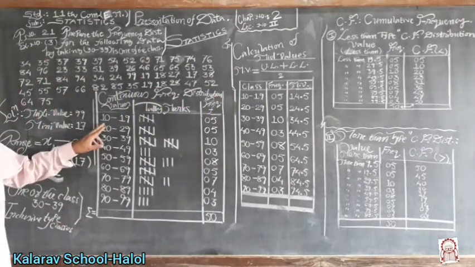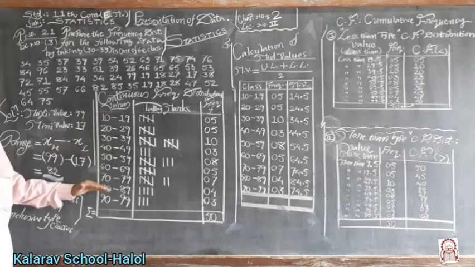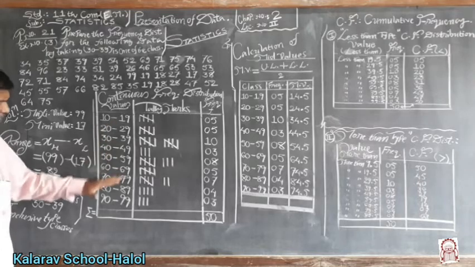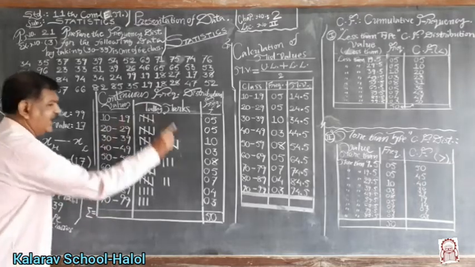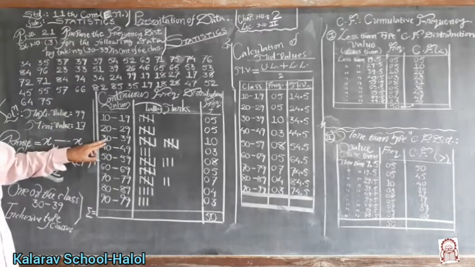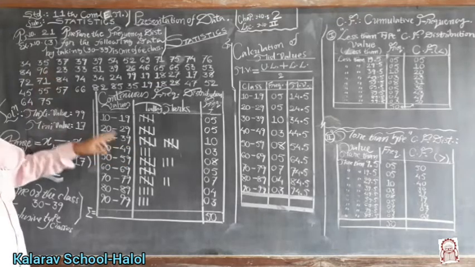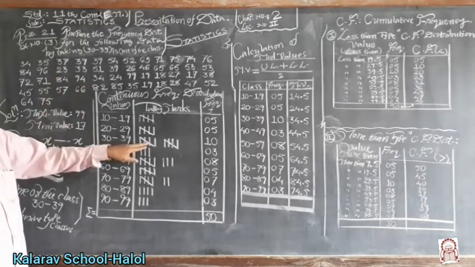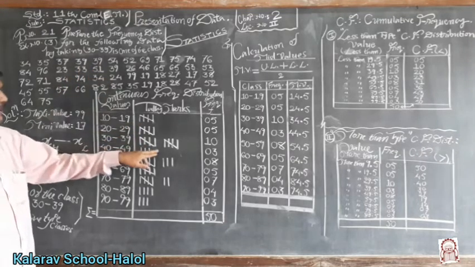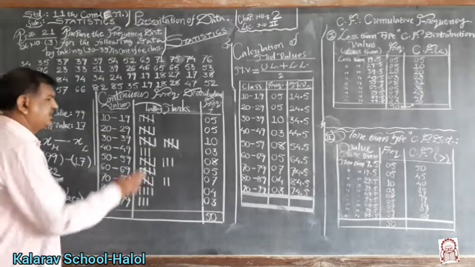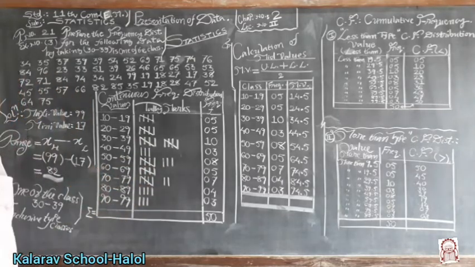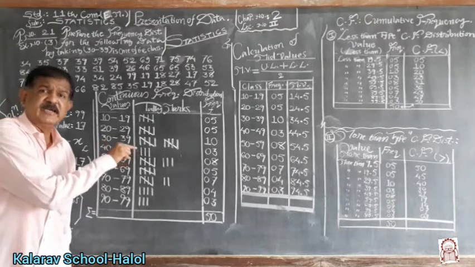Classes are values of the variable: 10 to 19, 20 to 29, 30 to 39, 40 to 49 and so on up to 90 to 99. These are the tally marks or tally bars. 34 lies in this class, 30 to 39, so make a sign here. 35 in the same class, 37 once again in the same class, 39 in the same class, and for the fifth value, 39, take this bar and cross. This type of sign is known as tally marks or tally bars, and you know this method very well, how to prepare this type of table, and this is known as frequency distribution.